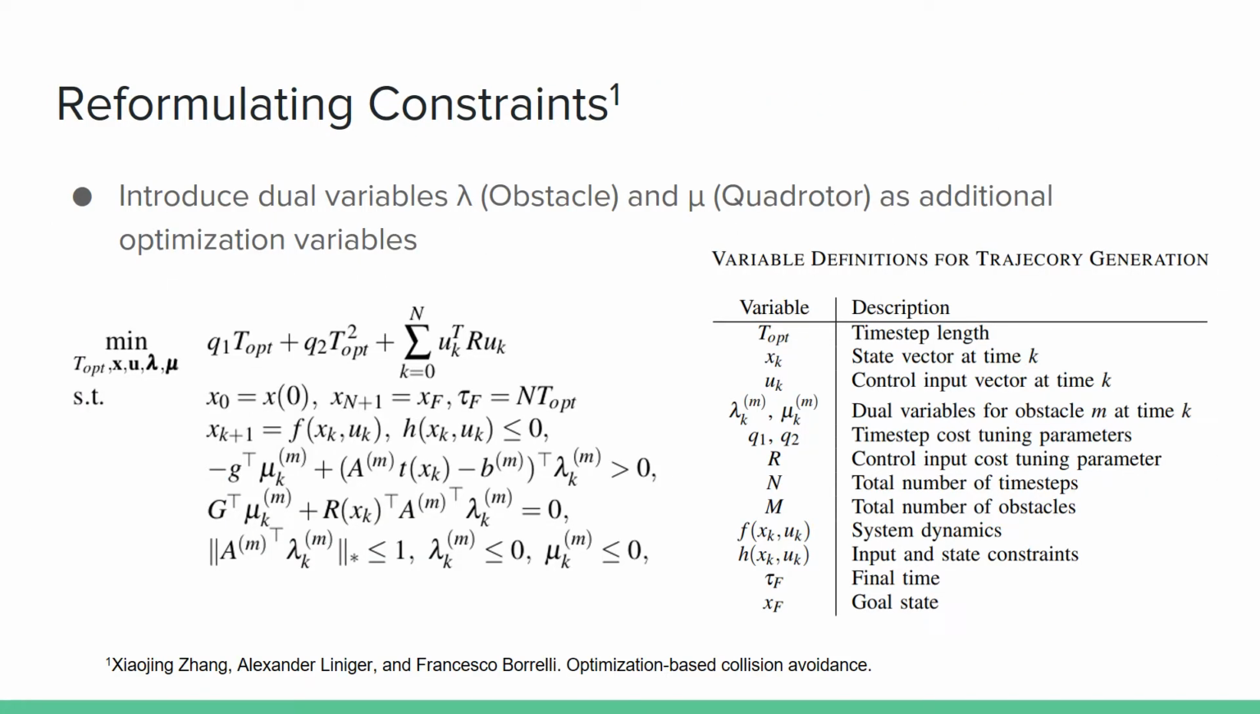So I want to talk a bit more in detail about the model we use for trajectory generation. As I already said, we introduced two new dual variables, lambda, which are related to the obstacles, and mu, which are related to the parts of the quadrotor, namely the two polyhedra. And then we define our cost function, which we minimize as a linear quadratic function of the time step, which effectively minimizes our final time, and a weighted sum over the control inputs.